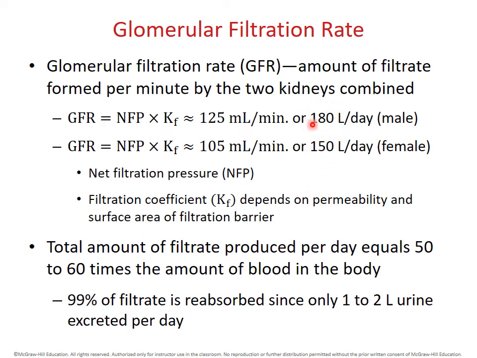Well, 1% for males would be 1.8 liters. 1% for females would be 1.5 liters. And so a typical urine production per day ends up being in the ballpark of 1 to 2 liters of urine excreted per day. Again, that's about 1% or so of these numbers, just using ballpark figures.